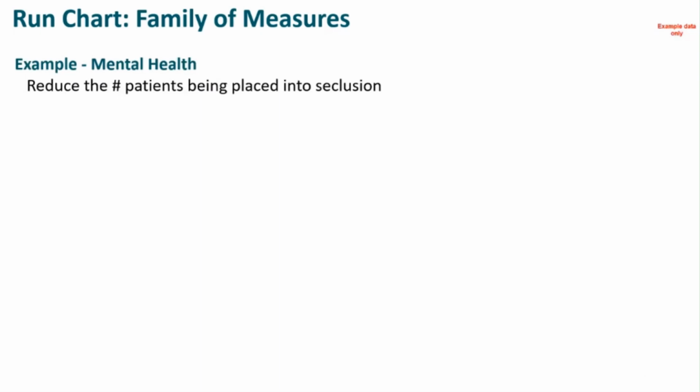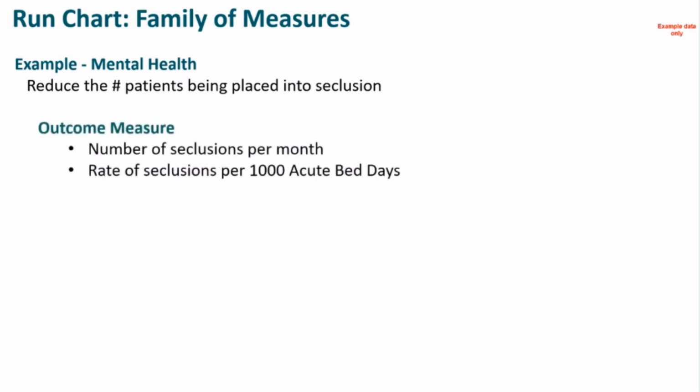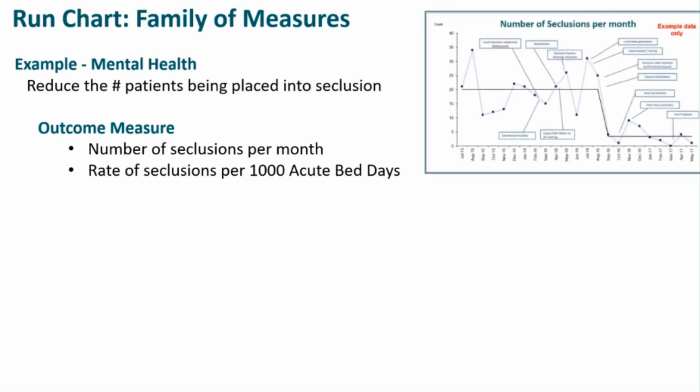We'll now look at a mental health quality improvement project to determine how they use the family of measures. And the project was about reducing the number of patients being placed into seclusion per month. So the outcome measures were the number of seclusions per month, and they also measured the rate of seclusions per 1,000 acute bed days. And here's an example of a run chart. This is the one where they looked at the number of seclusions per month, and the many PDSAs that they tried are stated in those annotation boxes.